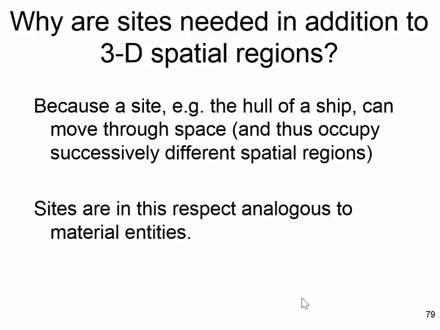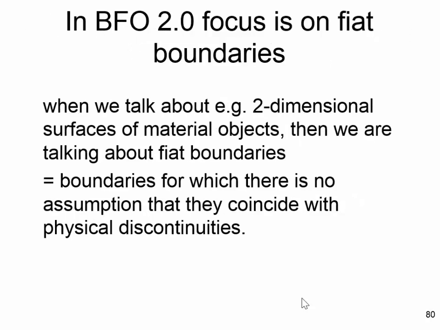Sites, however, do not reflect any definition. Sites exist because there is a gap in material entities, such as, for instance, the gap created by the walls and roof and floor of this room, which we are presently occupying. And we need terms for sites because we need to talk about the environments of organisms, for instance, or we need to talk about binding sites in proteins. And we need terms for spatial regions because we need to talk about geographic locations. We need terms for temporal regions because we need to talk about calendar dates and so forth. When we talk about surfaces, we're talking about fiat boundaries, and we don't need to make the assumption that they coincide with any physical discontinuities.